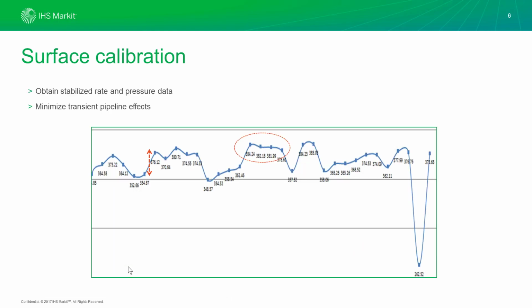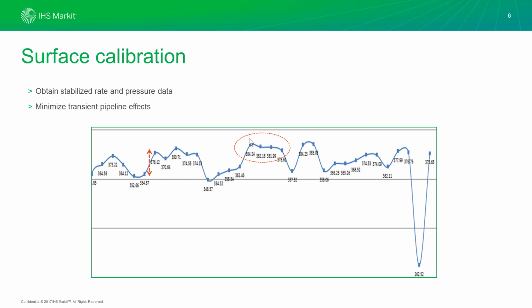Where we always recommend starting with is understanding the data that we're going to be using for calibration. It is very important to start with the stabilized rates and pressure data. We want to minimize any transient pipeline effects within that data, because all of our correlations are going to be based on steady state conditions, meaning that the rate that we're going to have coming in will match the rate that we're going to have coming out of that system.